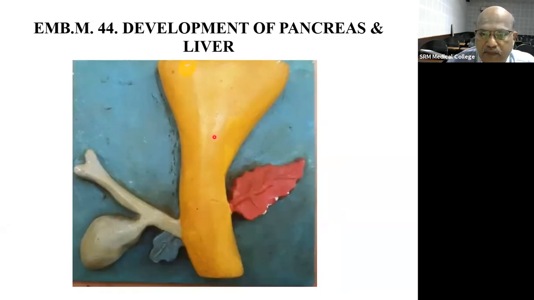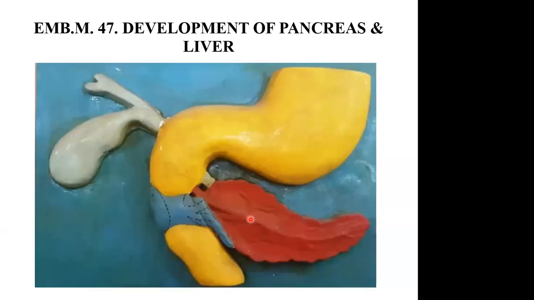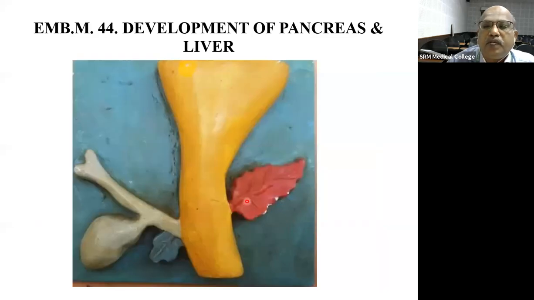During the rotation of the stomach, this part of your foregut and midgut will also undergo rotation. At that time, this ventral bud will go to the dorsal aspect. So both will fuse. This will go this side and fuse to form your pancreas.